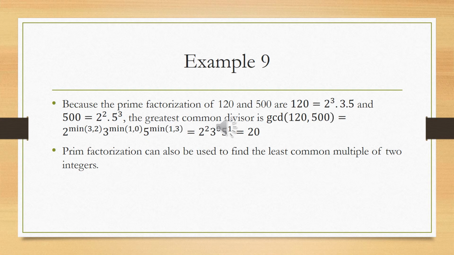And then we also have 5 as a common factor. So we will take 5 raised to the power of 1 because this is the smaller. And then we multiply those, we get 20. So 20 is the GCD of 120 and 500. So mechanically we can use this method every time to find the GCD if we are confused about finding it.